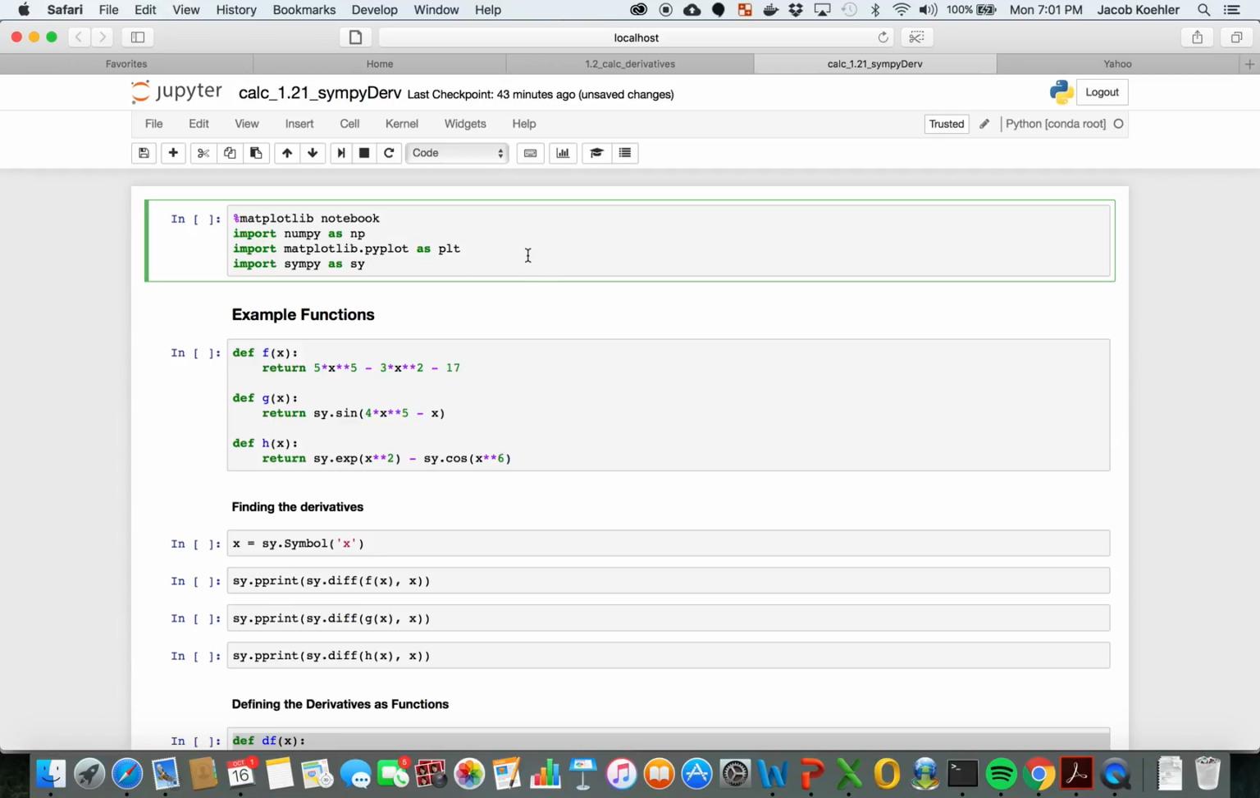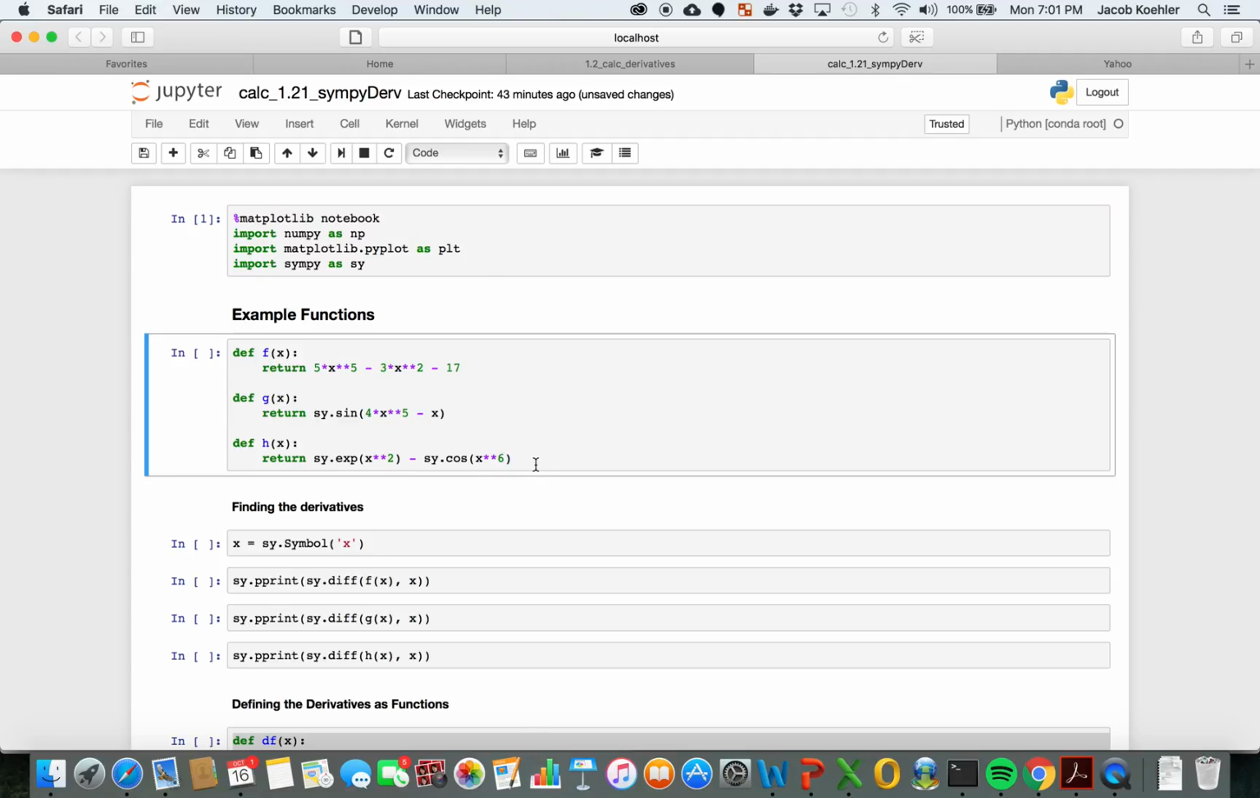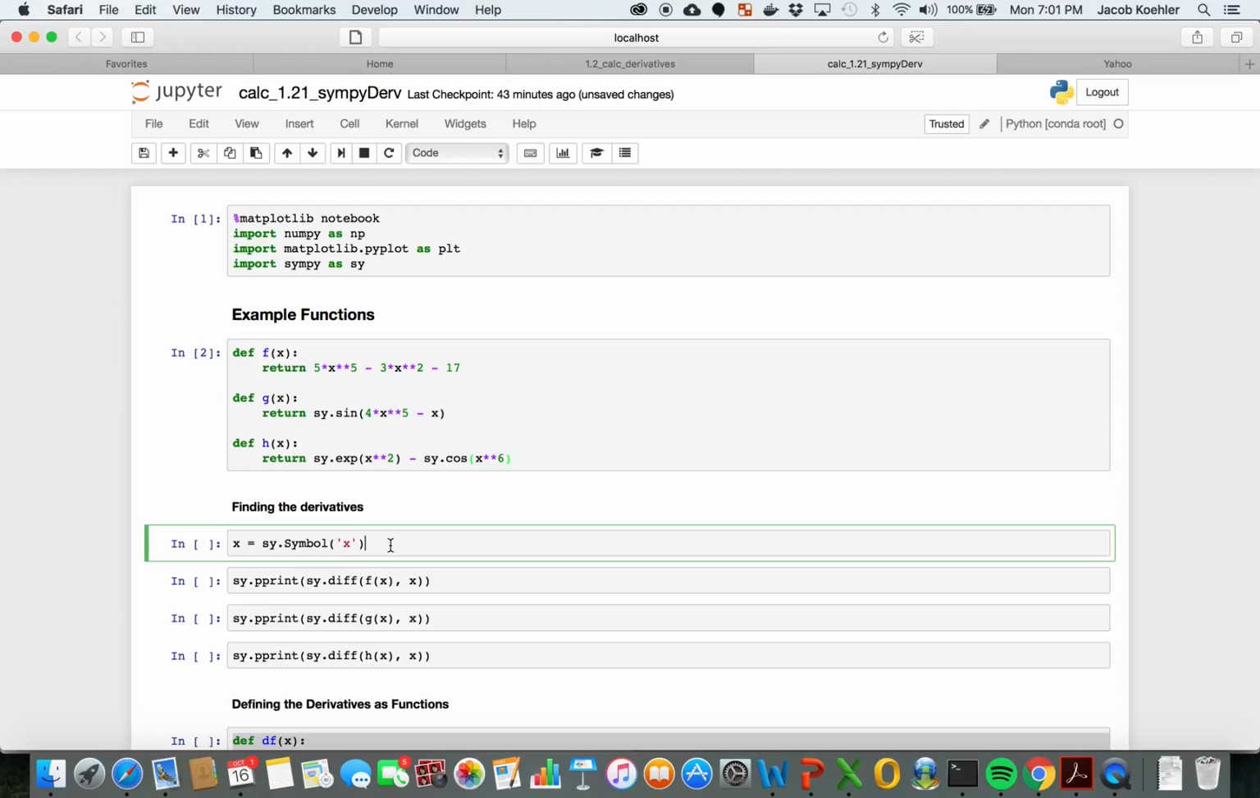So our standard libraries we're importing, and I just defined three arbitrary functions: one is a polynomial, one has a trig function, and one is a combination of exponentials and trigonometric functions. After defining those functions, we'll create this symbol x. Remember that we're working, first I'm just going to symbolically find the derivatives of these functions, so I have to tell it that I'm working with symbols here.